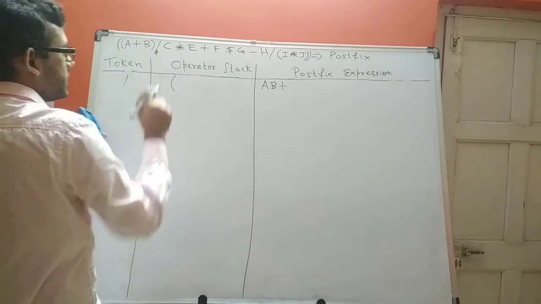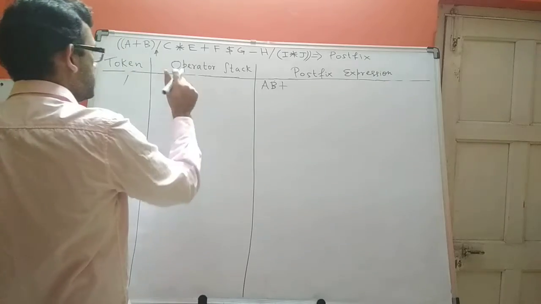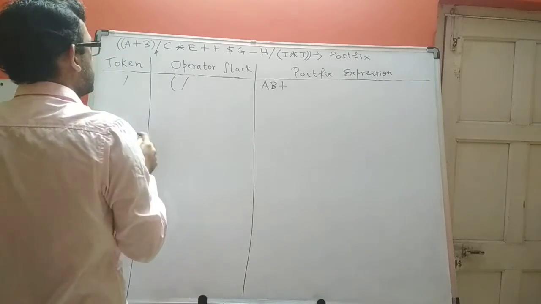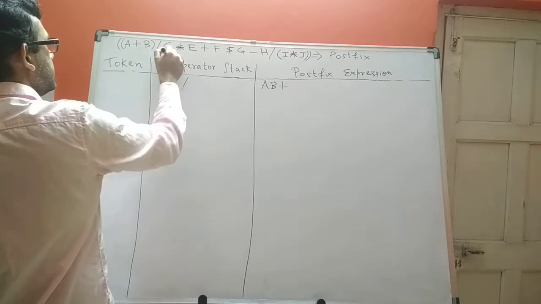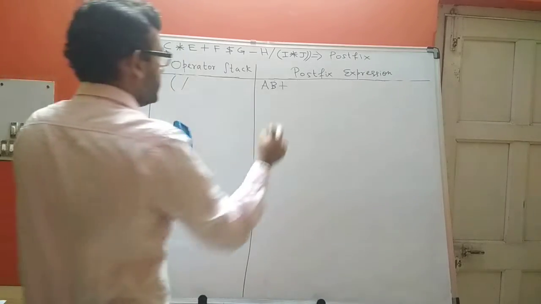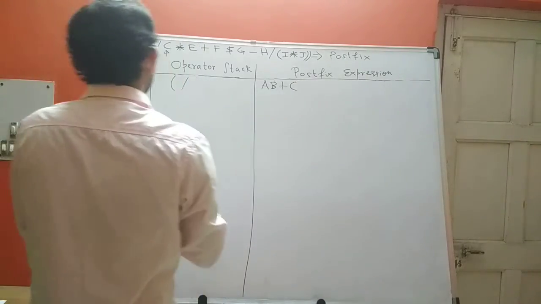Now division has greater precedence than the opening parenthesis because it is the top of stack. So I'll push it onto the stack. Now the next token is C. C is an operand, so I will add it to the output.